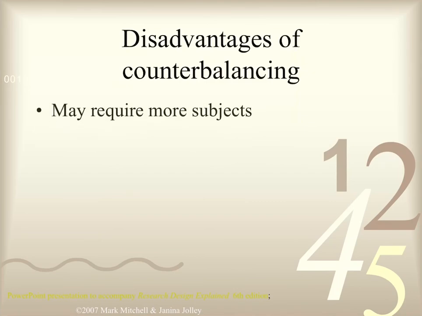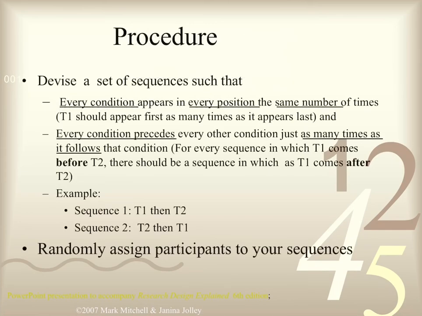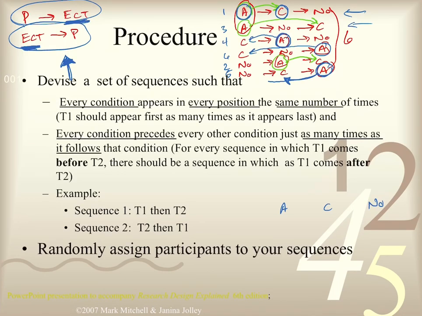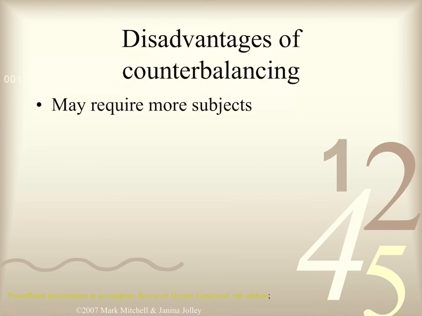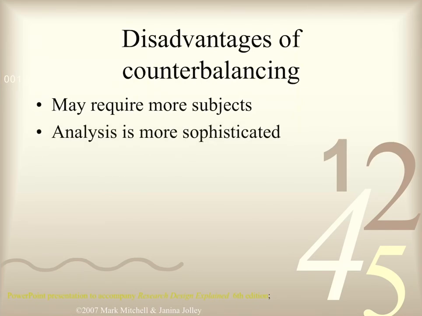What are the downsides? Well, one of the downsides is it might require more participants, because now here I have to get at least 6 different participants to fill out each one of these counterbalance conditions. Okay, 6 different orders needs at least 6 participants. It may require more participants, and the analysis ends up being more sophisticated because here I'm also looking at differences between orders, not just differences between the conditions.